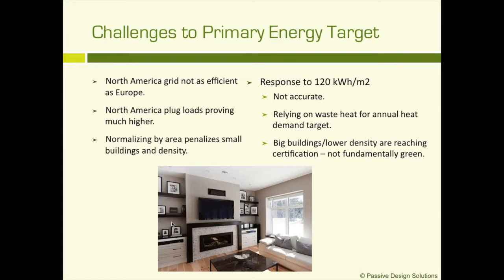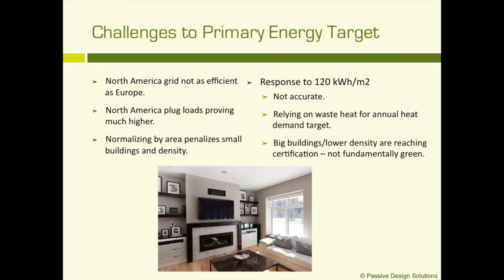There's some challenges to the primary energy target as well. The North American grid is just not as efficient as Europe. Our plug and appliance and lighting loads are proving to be much higher. So it hasn't been very accurate in the energy modeling, and we're really relying on waste heat from these internal heat gains to make the annual heat demand targets when we're monitoring.